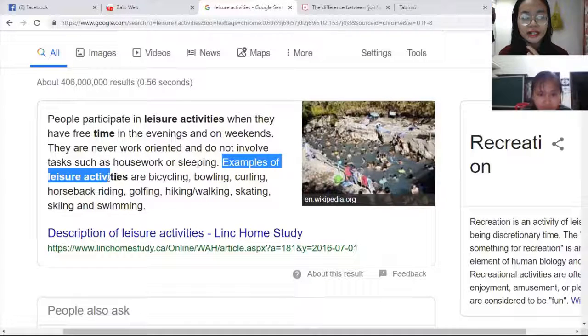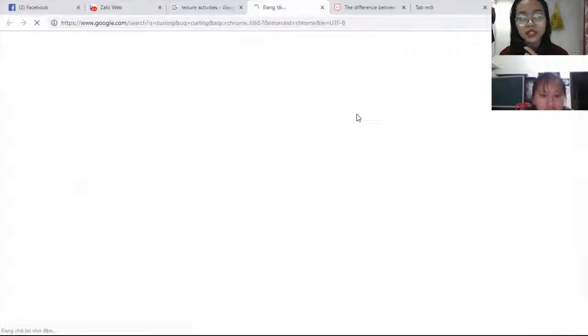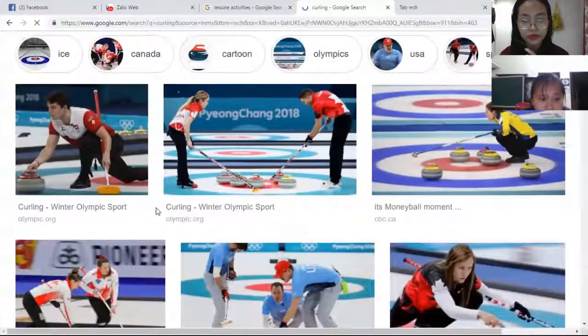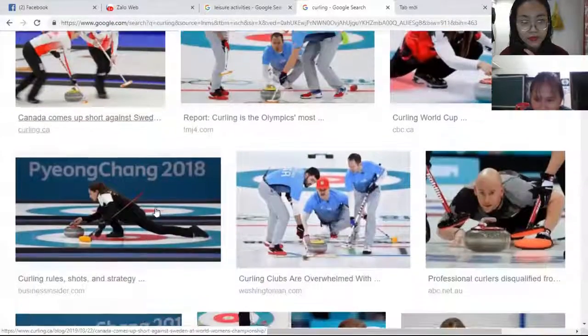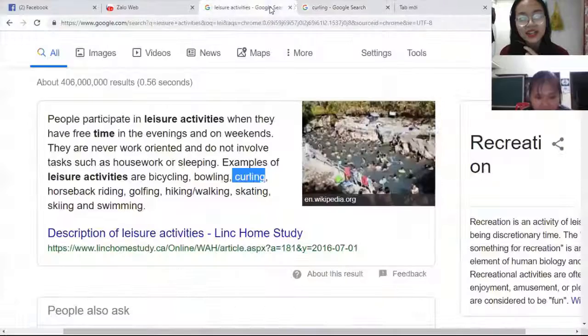Examples of leisure activities. Can you see here? Other leisure activities, for example: bicycling. Bowling, this is the name of a sport, right? Curling, I don't know what it is, so let's check it. Let's see the picture here. I don't know about this exercise. I think it's a sport, but I don't know about this one. Okay, ignore it.